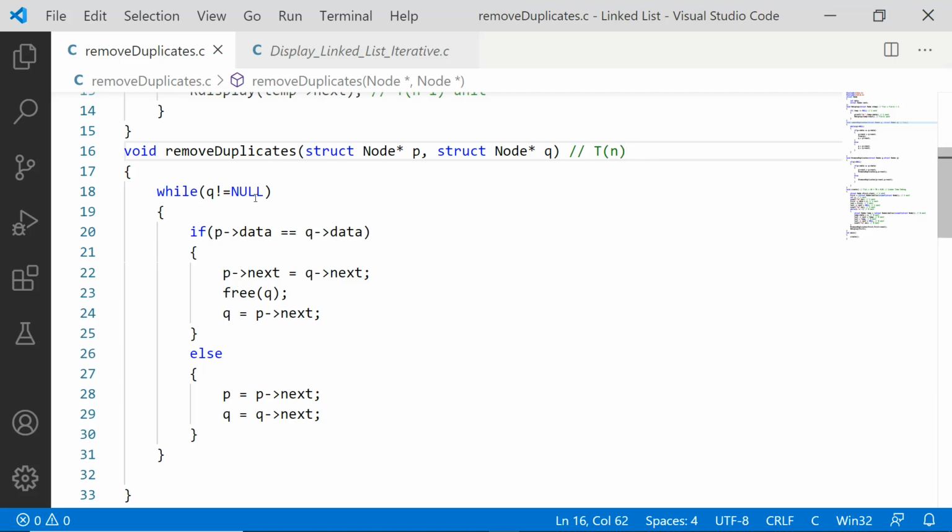Now coming here to the while, there is a condition here. How many times will this condition be executed? Q has to reach the end, am I right? So with a total of n nodes, n iterations will definitely happen.